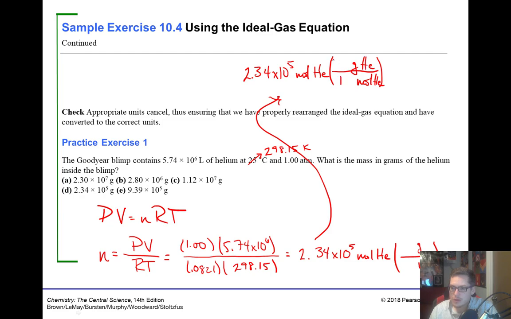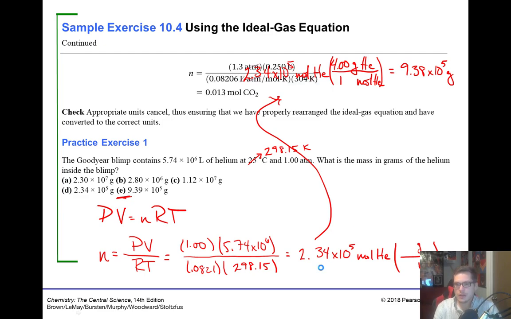For every 1 mole, helium weighs 4.00 grams. Multiply that by 4, and we get 9.38 times 10 to the 5th grams of helium. So that's a lot of helium. So the closest answer here would be this E value, 9.39, and probably just a rounding error. Maybe they used a different R value, or I see I rounded early right here, so that might have been the problem here too.